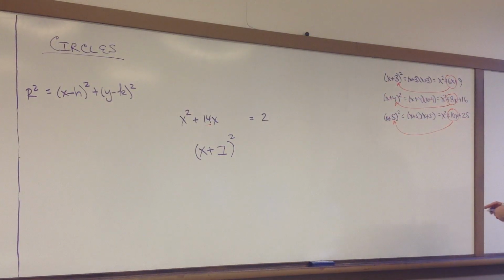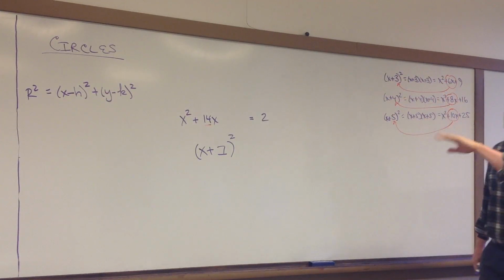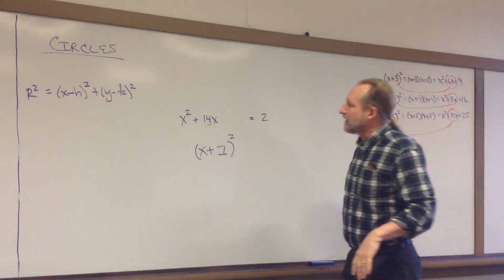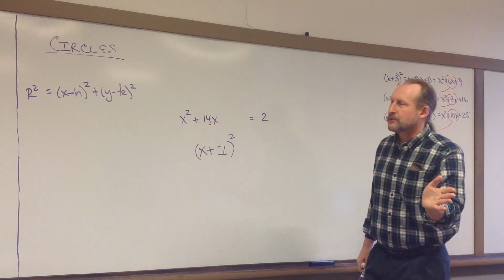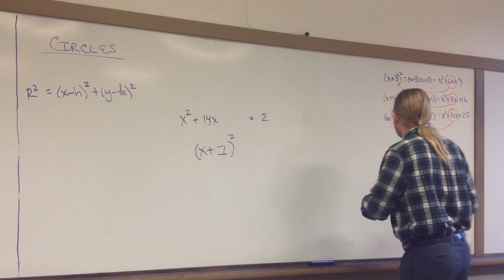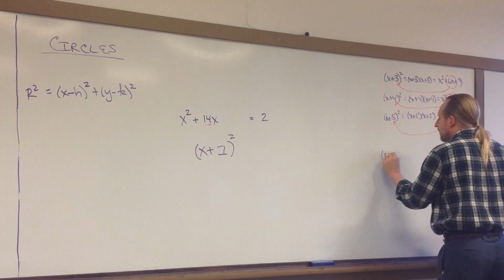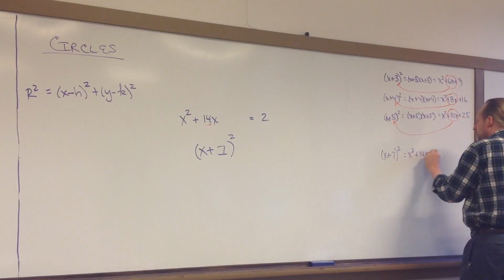Now, this is fine. These things are all equal to each other. Here, I've just done something kind of fishy because this and this are not actually equal to each other, right? This is not equal to (x + 7) squared. (x + 7) squared is x squared + 14x + 49.